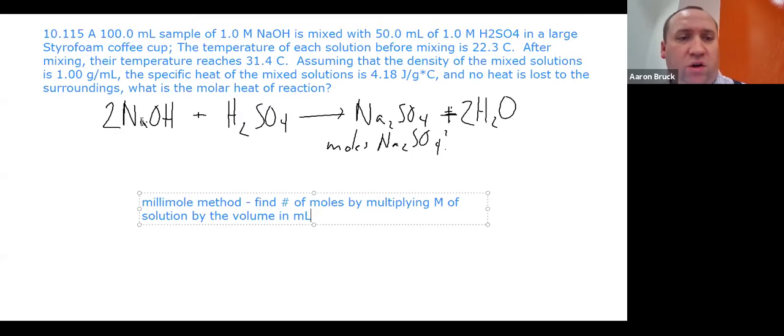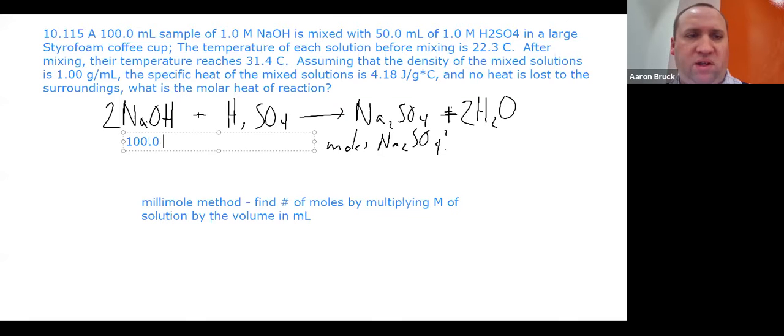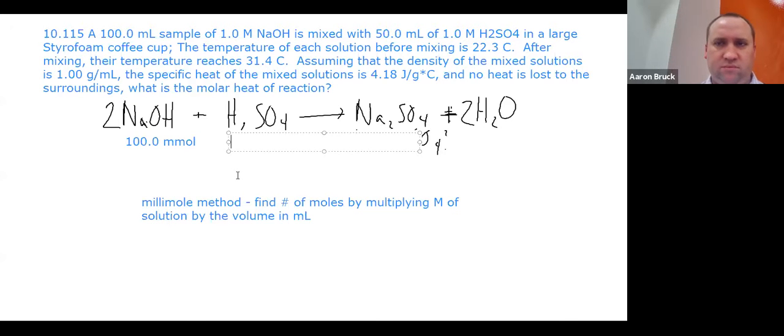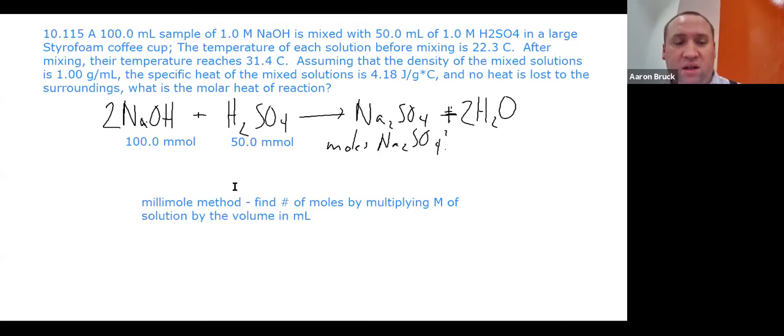So if I take 100 milliliters multiplied by 1 molar solution, I have 100.0 millimoles of sodium hydroxide. If I have 50 milliliters times 1 molar sulfuric acid, I have 50.0 millimoles of sodium, or excuse me, of sulfuric acid.